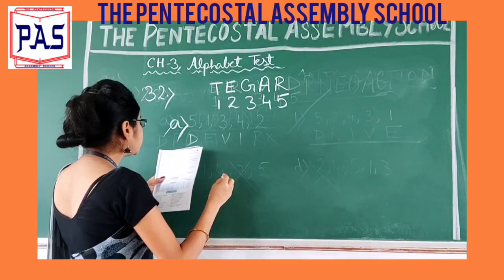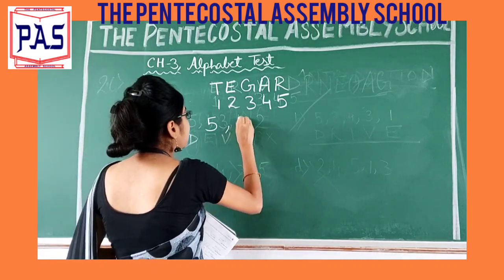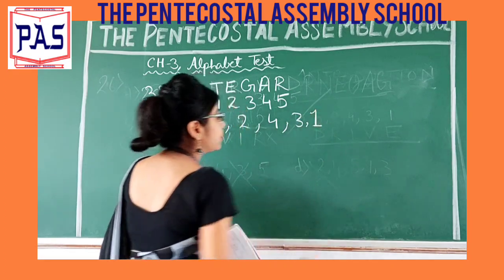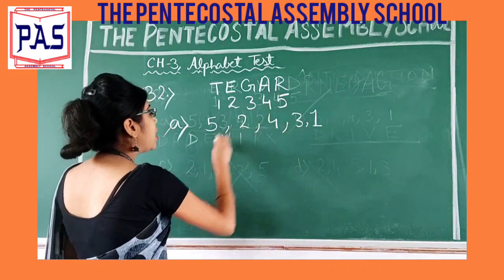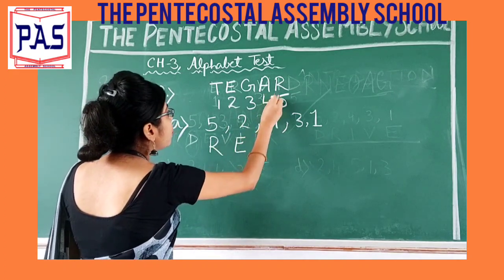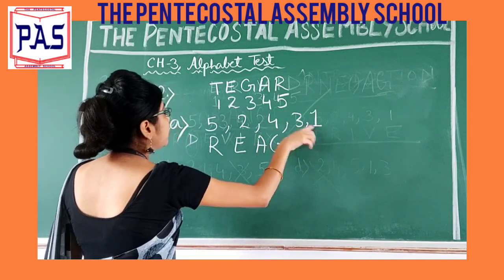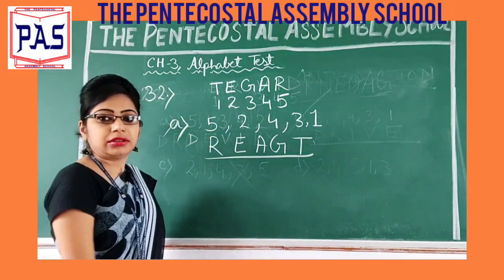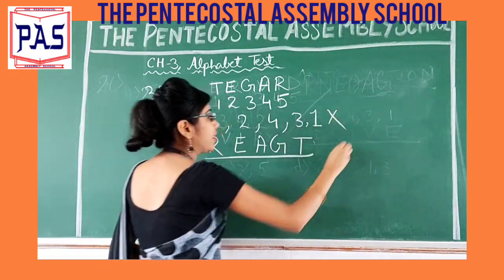In the first option the numbers given are 5, 2, 4, 3, 1. Let's check it. Which letter comes on number 5? R. On number 2? E. On number 4? A. On number 3? G. And on number 1? T. R, E, A, G, T. No, children. It does not make a meaningful word. So option A is incorrect.